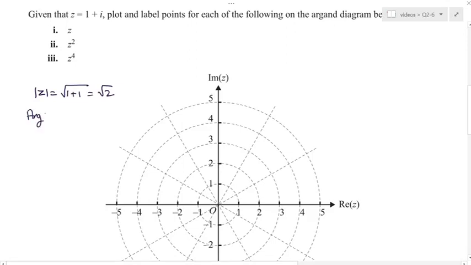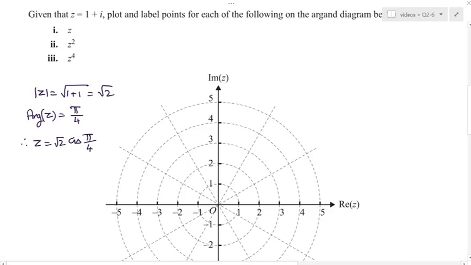And when it comes to arg z, we need to always draw the diagram. I strongly recommend that when you're trying to convert a Cartesian complex number into polar one, you should always draw a diagram. So I can see it is in the first quadrant, at 1, 1, and this angle should be pi over 4. So my arg z is equal to pi over 4, and therefore z is equal to root 2 cis pi over 4.